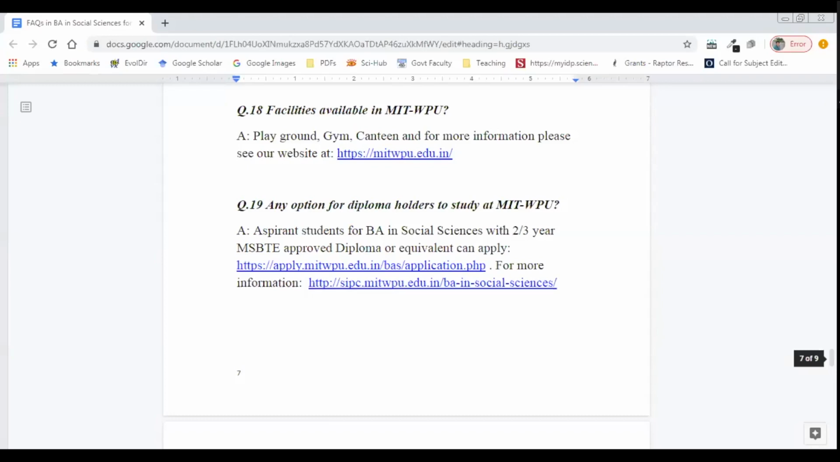Yes, diploma holders are welcome to apply, provided that the diploma is equivalent to a +2 diploma, because some of the diplomas are equivalent to +2, some of them are not. So please check the eligibility, whether it is at par with the standard +2 certificate.